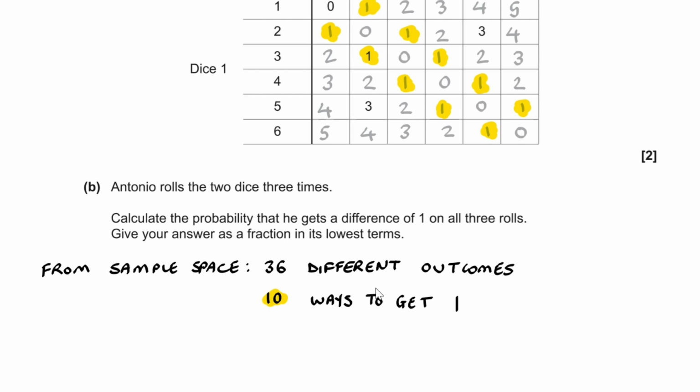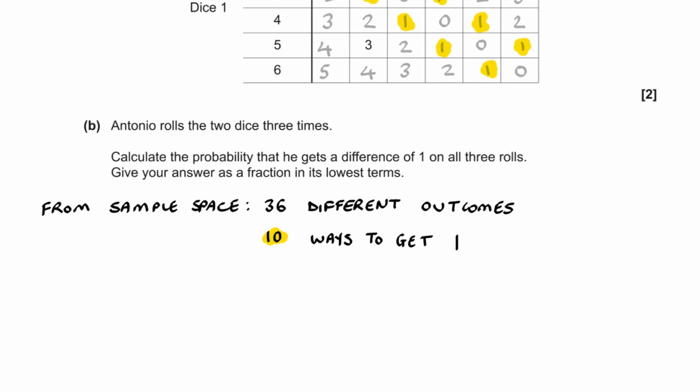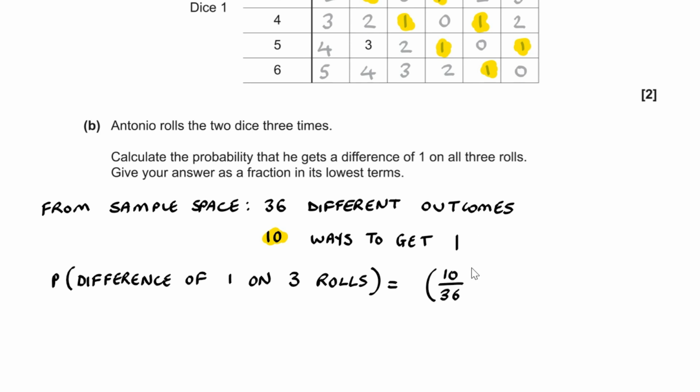So there's 10 different ways to get 1, and therefore the probability of getting a difference of 1 on 3 rolls: well, on one of the rolls the probability will be 10 out of 36, and because we've got 3 rolls we'd have to cube this amount. So we're cubing because we've got 3 rolls.